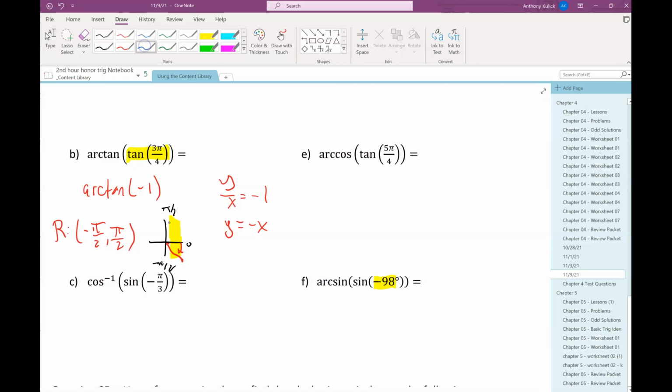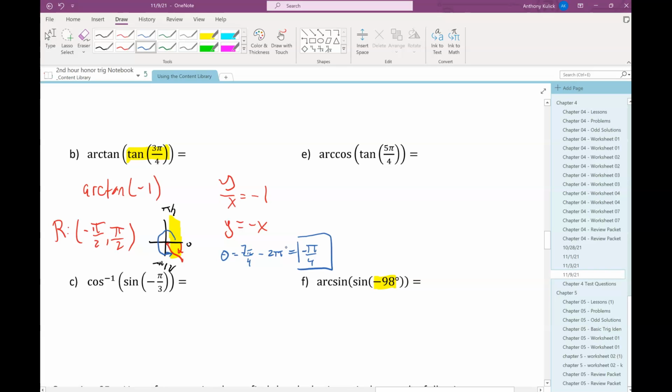The problem is that 7 pi over 4 is this angle. So what do we need to do to convert that blue one into the red one? Good. What are we going to subtract? 2 pi? Yes, very good. So when you do that, you get negative pi over 4.